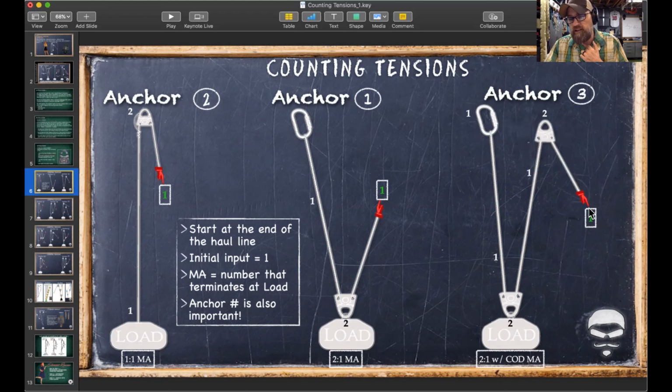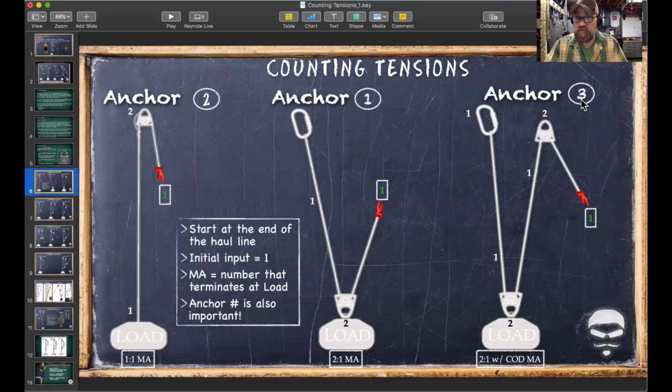So as I pull down on this, this is all part of my anchor. So it doesn't add or change my mechanical advantage when I'm counting tensions. It will change my efficiency, but that's another PowerPoint. So as I'm pulling down on this, if one comes in, one comes out, and I've got 2 on this anchor point. That one continues down, one goes in, one comes out, I've got 2 on my load, one comes up and terminates. So when I add these together, I've got 2 tensions over here, 1 tension over here.